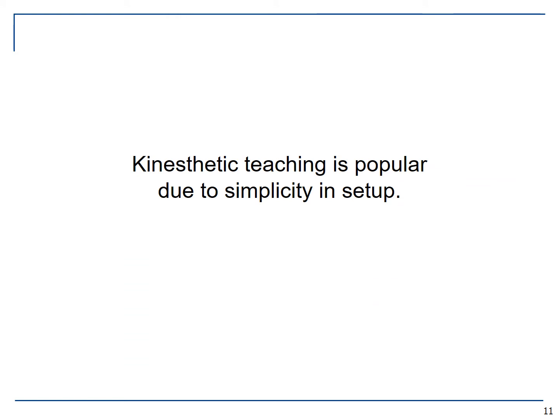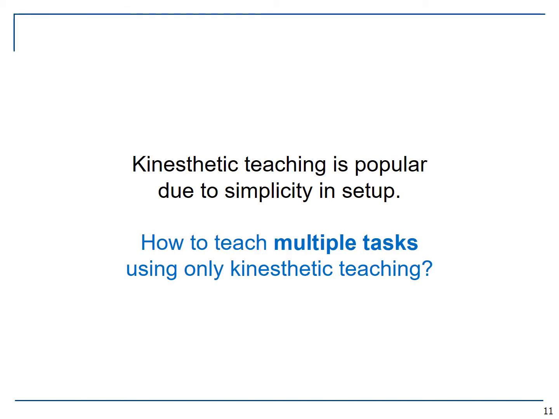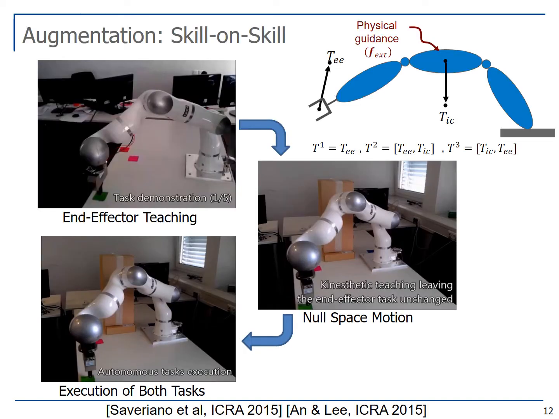Actually, kinesthetic teaching is widely used among researchers because it doesn't require motion capturing systems. So the question is how to teach high-dimensional tasks while keeping the simplicity of the setup. The idea is augmenting skills by teaching one skill like end-effector motion, and then teaching another skill like elbow motion or null-space motion on top of the previously learned end-effector motion. We formulate this problem as a prioritized multitask problem between the learned behavior and the currently taught target task.